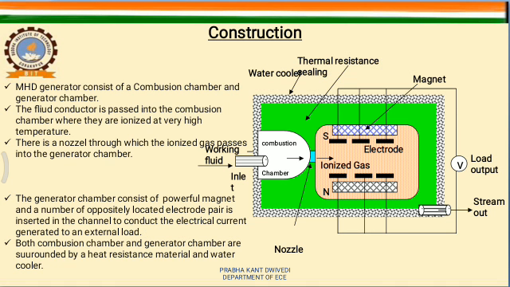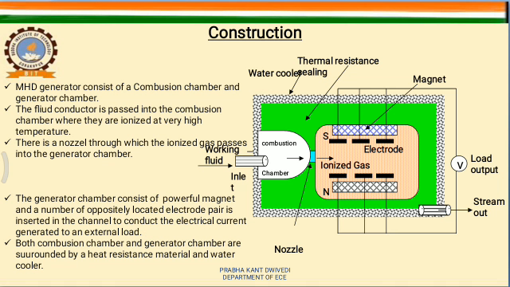In the construction, we will see a combustion chamber and a generator chamber as two major components of this system. The fluid conductor is passed into the combustion chamber where they are ionized at very high temperature. So the combustion chamber is used to ionize the gases, where these gases gain charge and pass through the generator chamber.